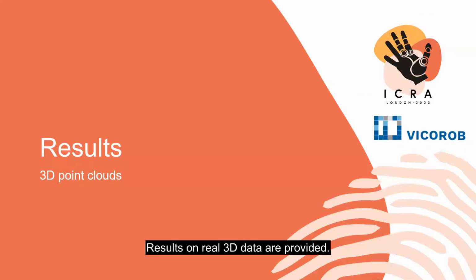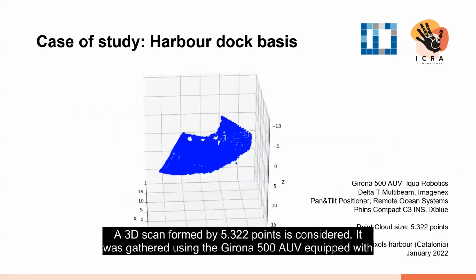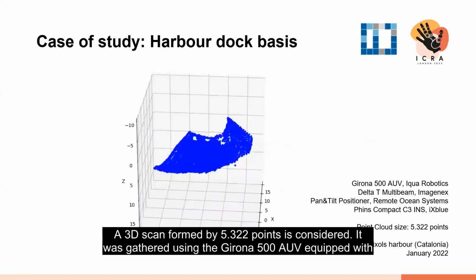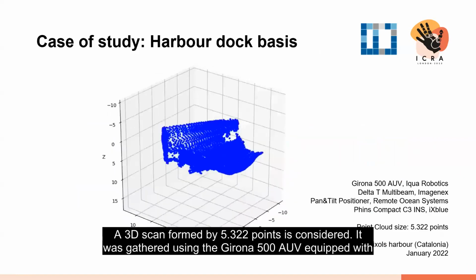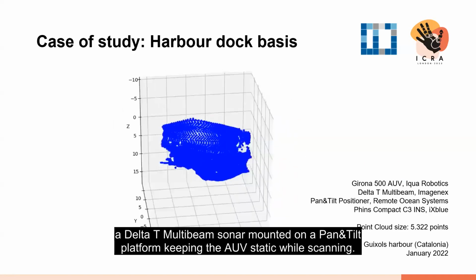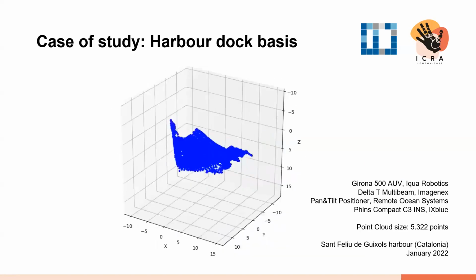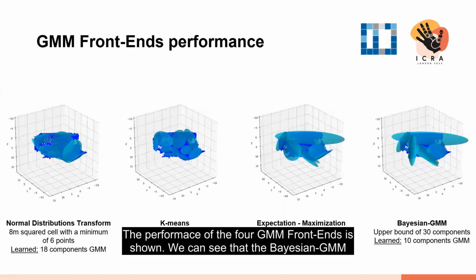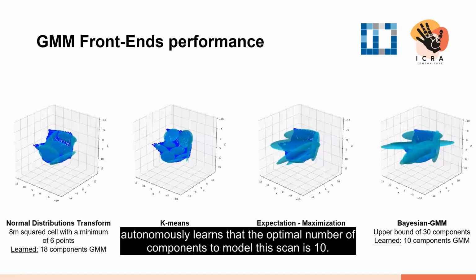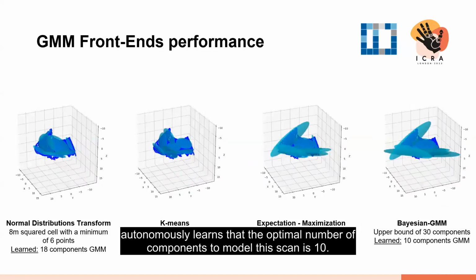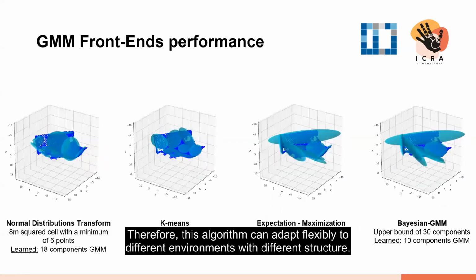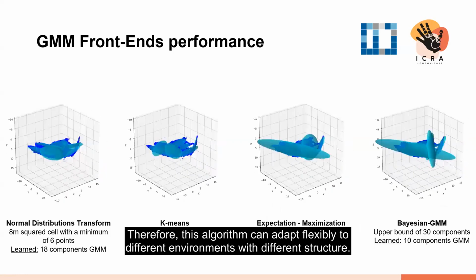Results on real 3D data are provided. A 3D scan formed by 5,322 points is considered. It was gathered using the Girona 500 AUV, equipped with a Delta-T multibeam sonar mounted on a pan-tilt platform, keeping the AUV static while scanning. The performance of the 4 GMM front-ends is shown. We can see that the Bayesian-GMM autonomously learns that the optimal number of components to model this scan is 10. Therefore, this algorithm can adapt flexibly to different environments with different structure.